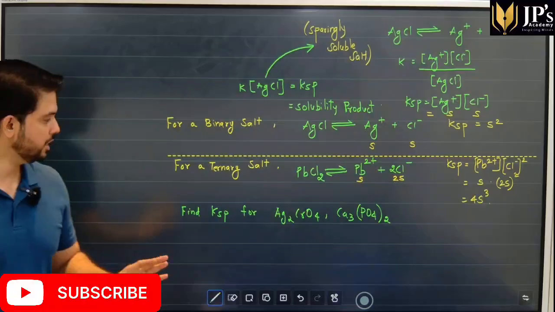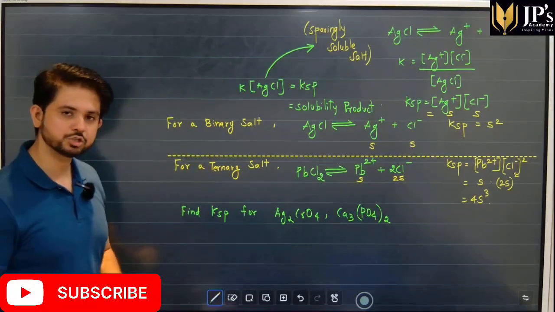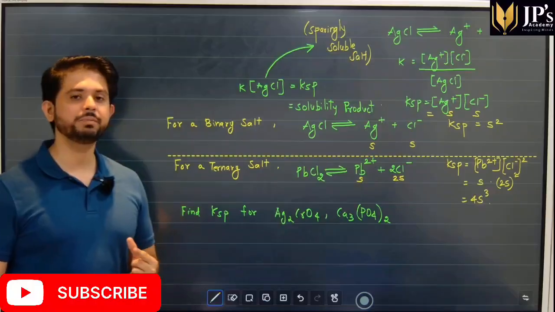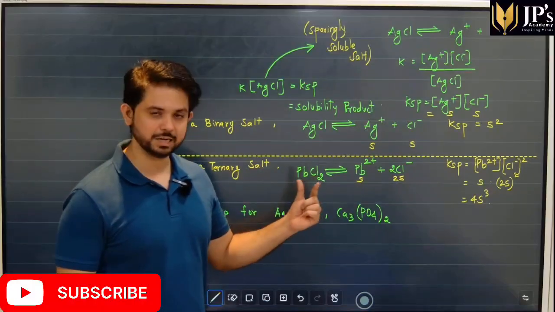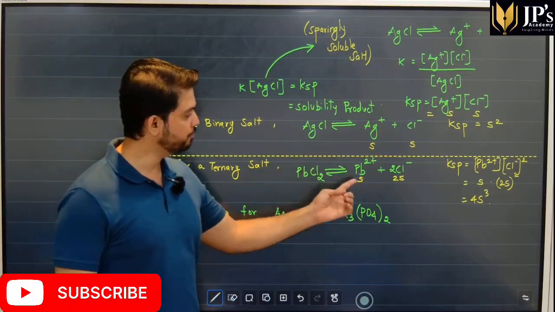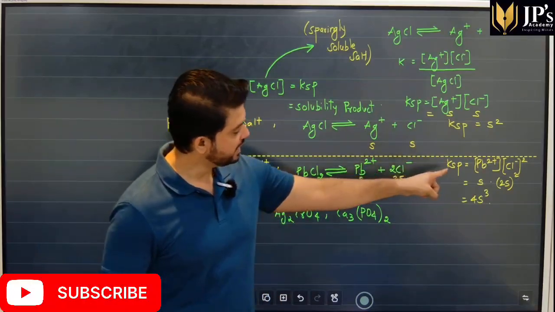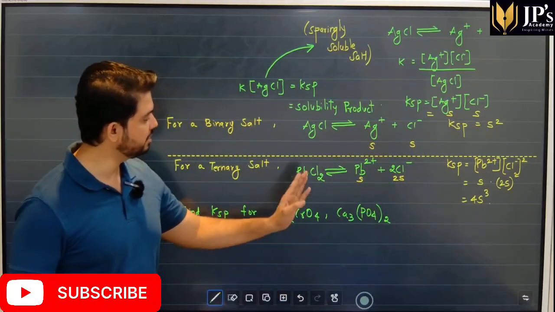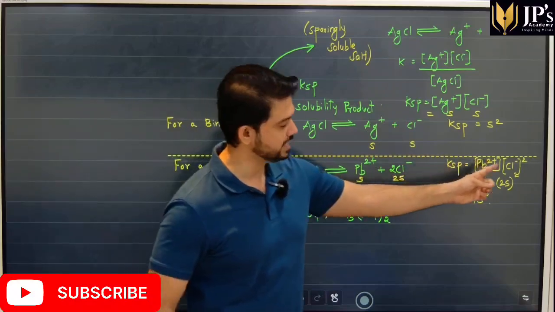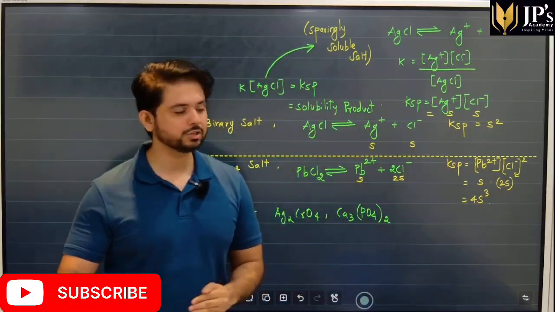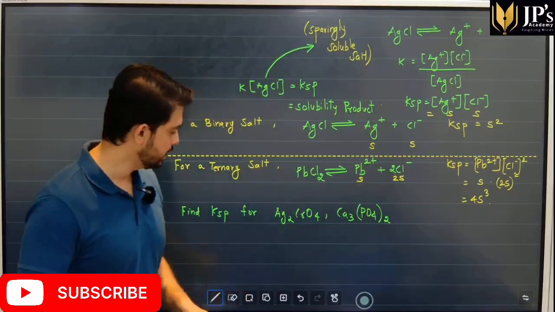If I have a ternary salt, which is a salt that produces 3 ions, so PbCl2 in equilibrium with Pb2+ and 2Cl-. If the solubility of Pb2+ is S, for Cl- it will be 2S. When we write the expression for KSP, it will be [Pb2+][Cl-] the whole square. That is S into (2S) square. So that becomes 4S cube.